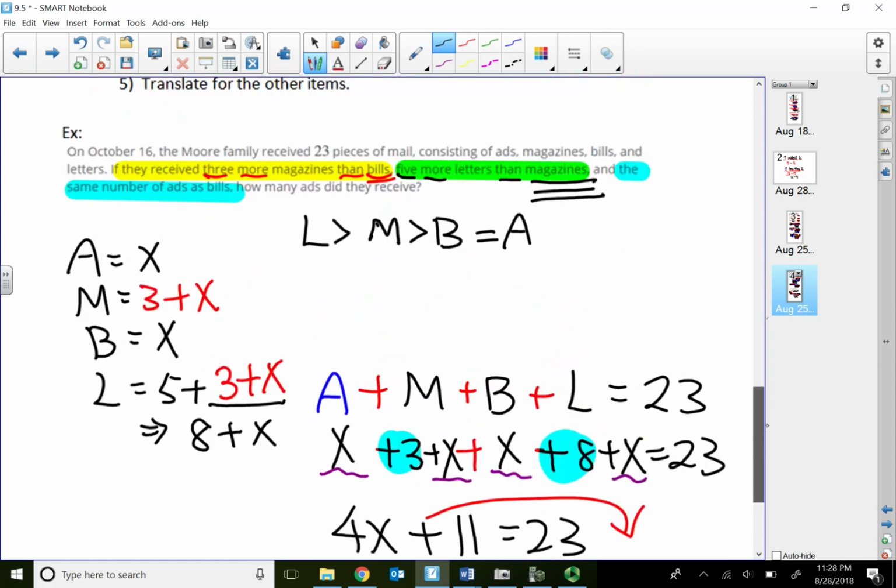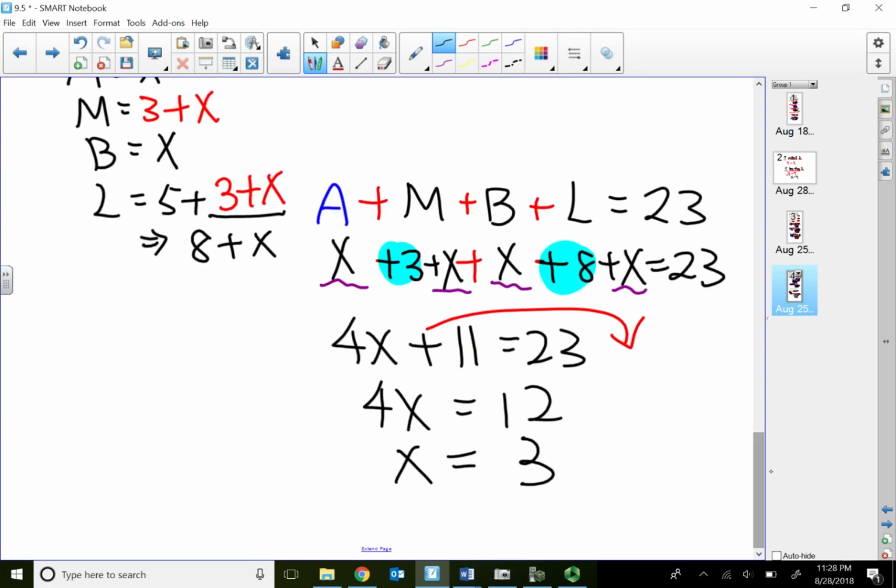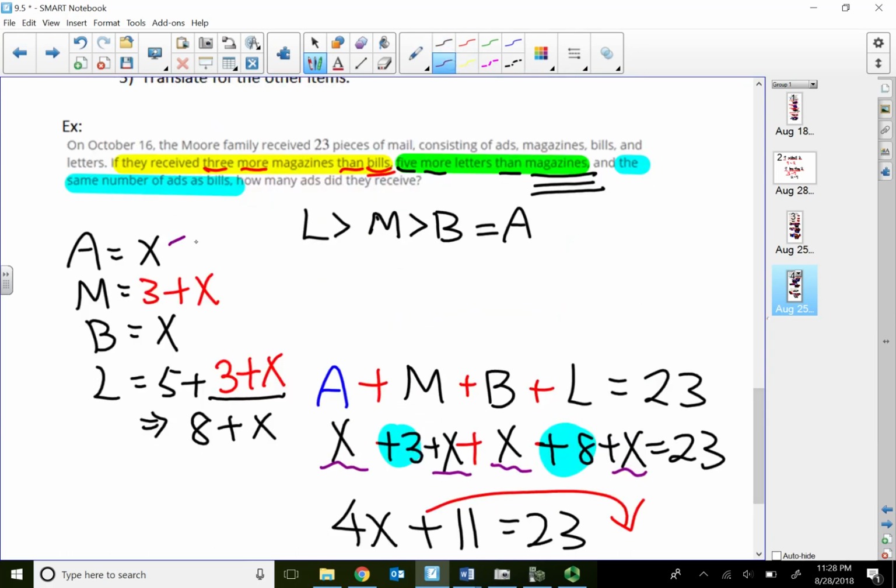All right, and what does the problem want me to find? Right here, comma to question mark. How many ads did they receive? Ads is x, right? And I just found x to be 3. So how many ads did they receive? 3 ads. There you go. That's how you translate for more than 2 items.